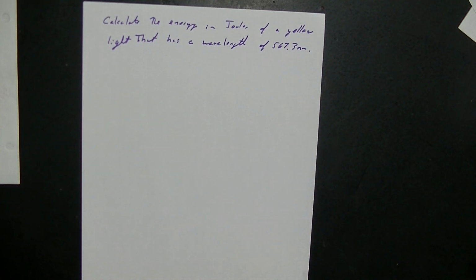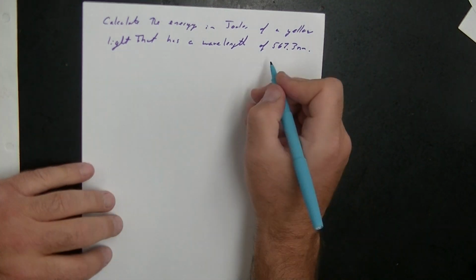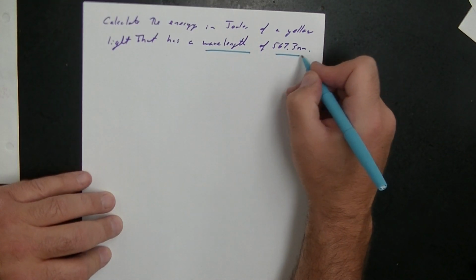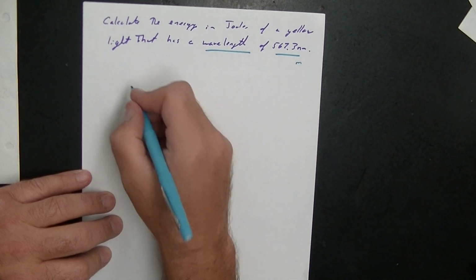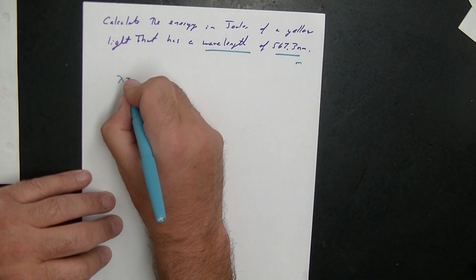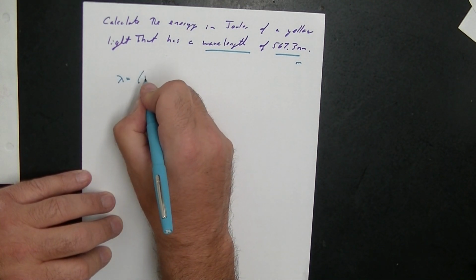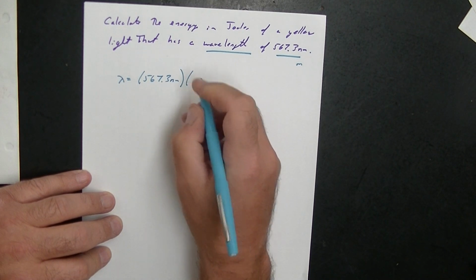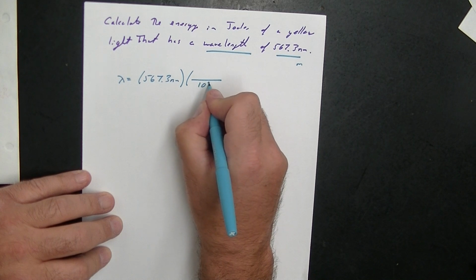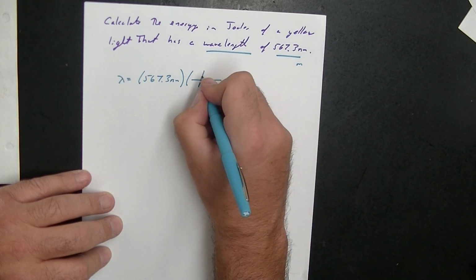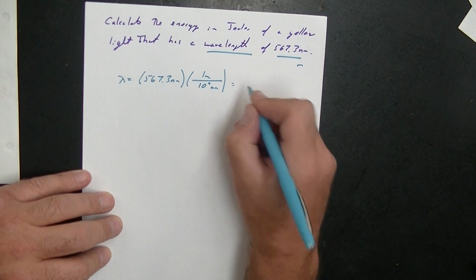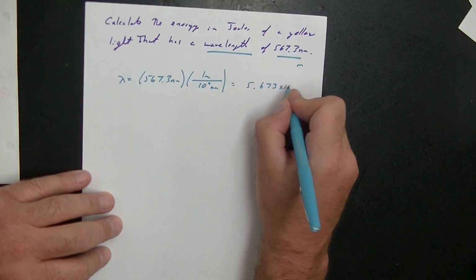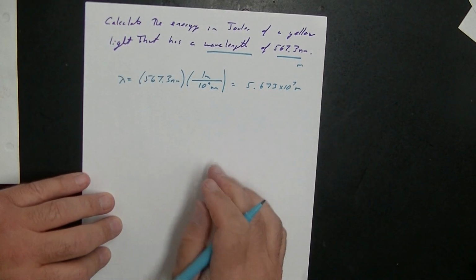Hopefully you've done it. So let's go ahead and go through it. So it's going to give us our wavelength. And again, it's in nanometers, so that's going to be a problem. Okay, we need to get it into meters. I'm going to do that first. So my wavelength is equal to 567.3 nanometers. I'm going to convert it, 10 to the 9th nanometers per 1 meter. So I have 5.673 times 10 to the minus 7 meters.